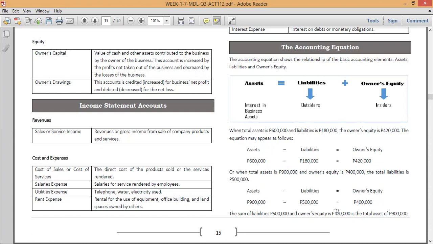'Di ba? 900. Pag inadd mo si liabilities at owner's equity, 900,000 pa din. Pag ni-less mo naman si 900,000 to liabilities, makukuha po natin yung owner's equity na 400,000. Nakukuha po ba? So the sum of liabilities 500,000 and owner's equity 400,000 is the total asset of 900,000. Equal pa din po pag pinag-add natin si liabilities and owner's equity. So, wag po kayong malito sa formula. Ang kailangan lang, dapat mag-equal si assets at saka si liabilities and owner's equity.